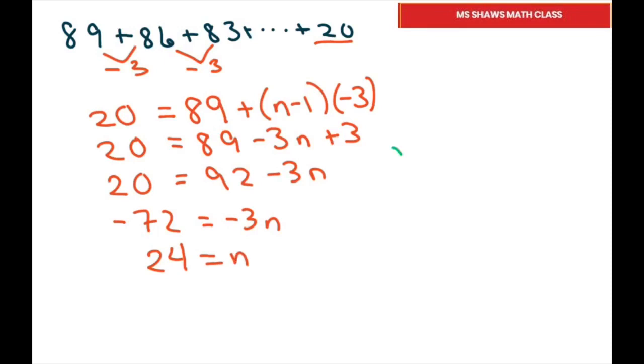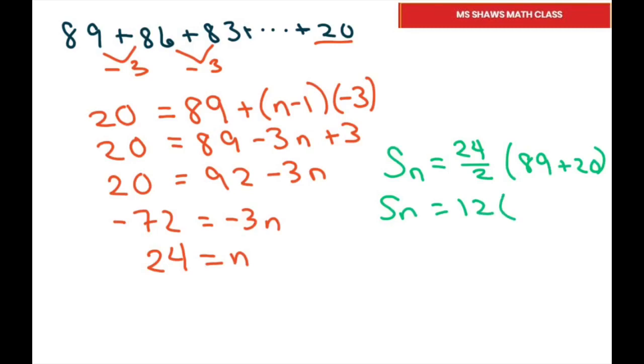Now, just plug it in your formula. So your n is 24, divide that by 2, add your first and last term. So this is going to be 12 times 89 plus 20, which is 109. Then multiply those two together, and you get 1308. And that's your final answer.